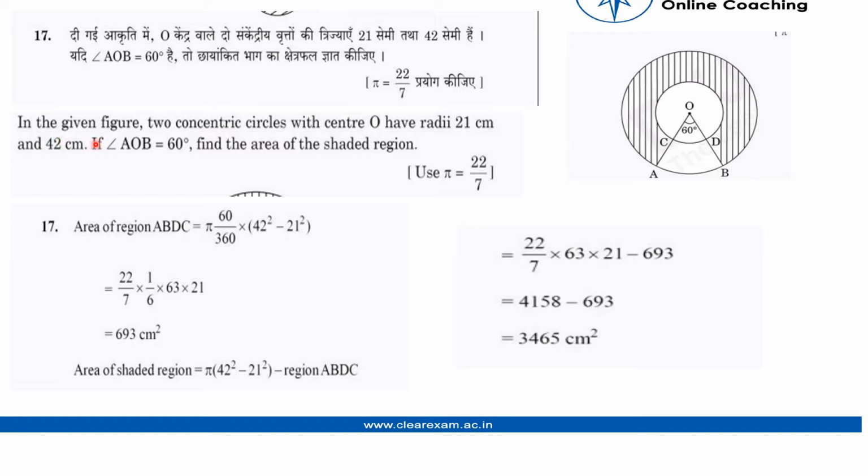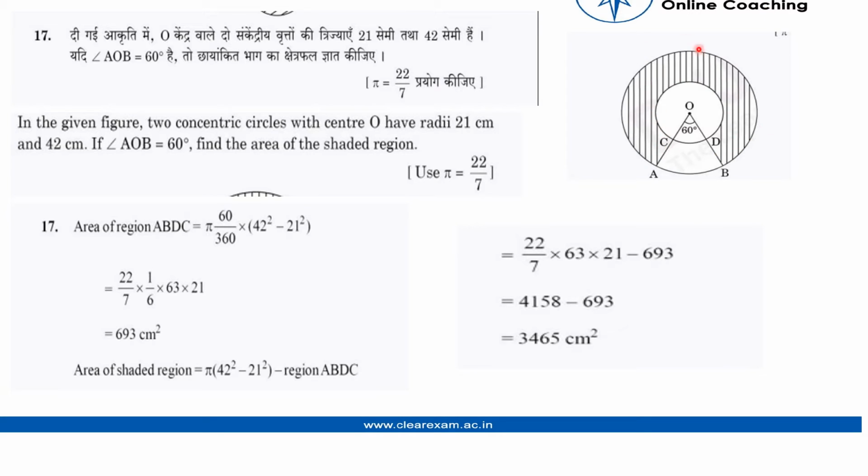In the given figure, two concentric circles with center O have radii 21 cm and 42 cm. If the angle AOB is 60 degrees, then find the area of the shaded region. So in this question, we need to find the area of this region.